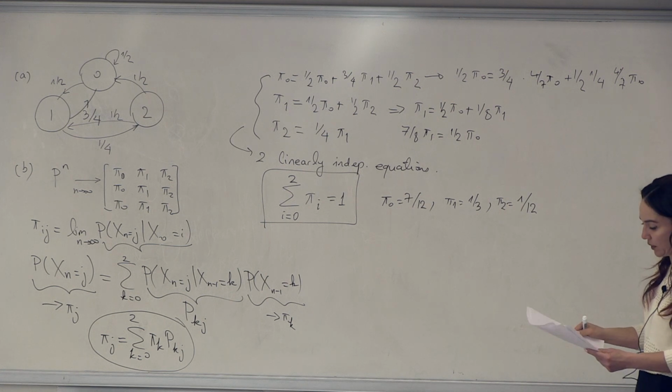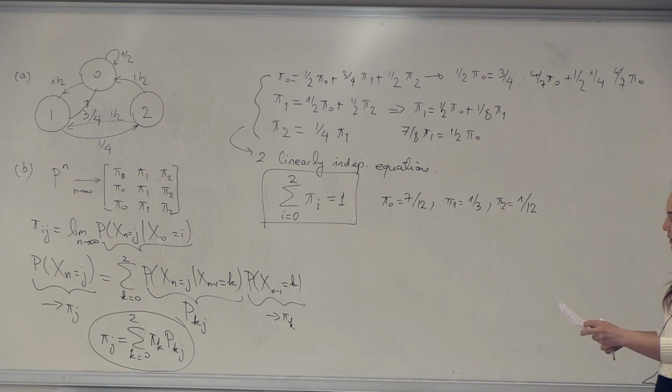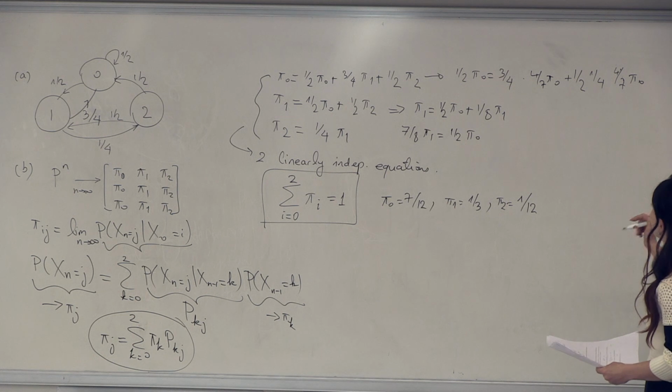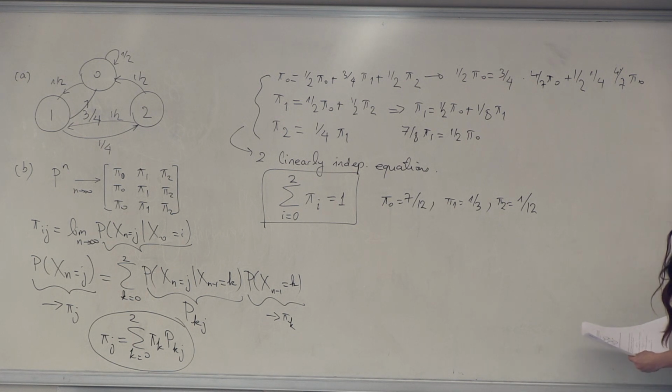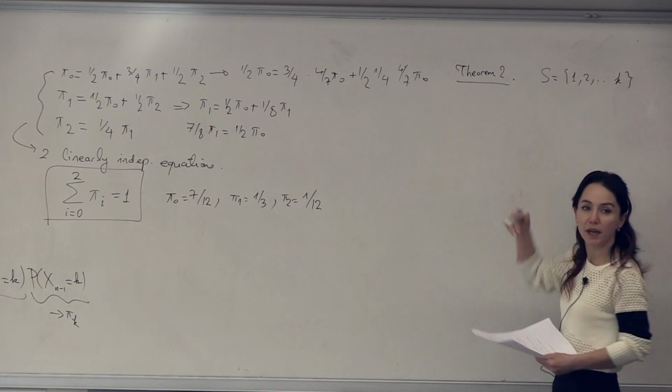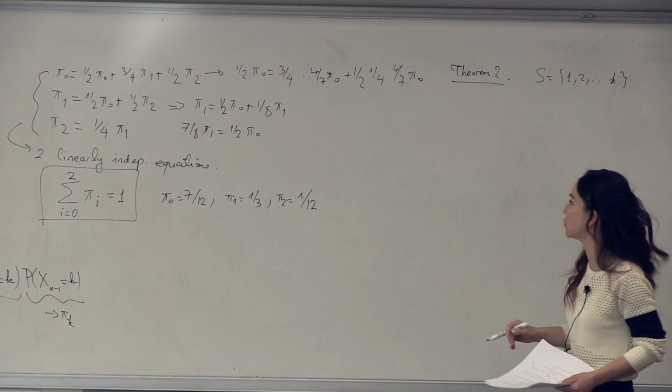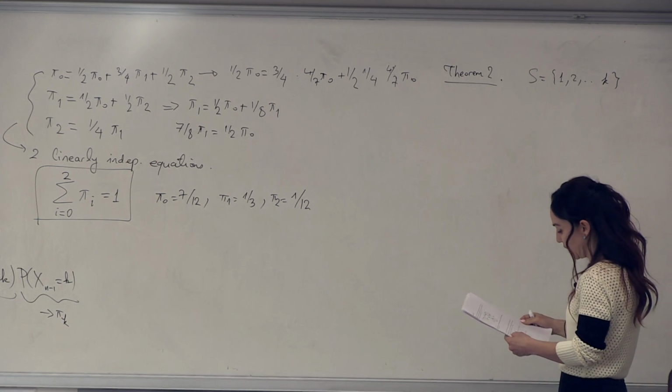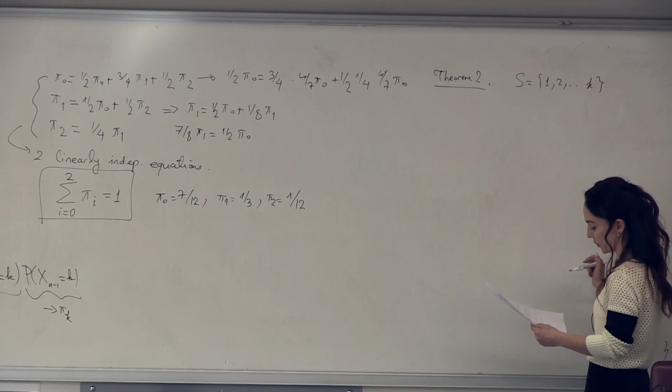This example is indicating that perhaps there's a systematic way of obtaining the steady state probabilities, which we will now summarize in a theorem. Theorem 2 in the lecture notes. So consider a finite state Markov chain. Let the states be 1 up to k, where k is an arbitrary finite number without loss of generality, and there's a single recurrent class.